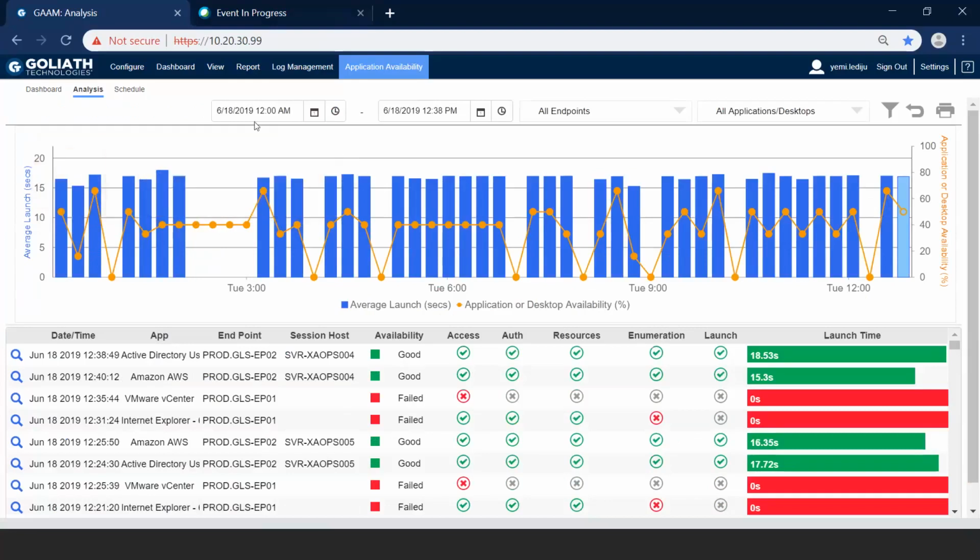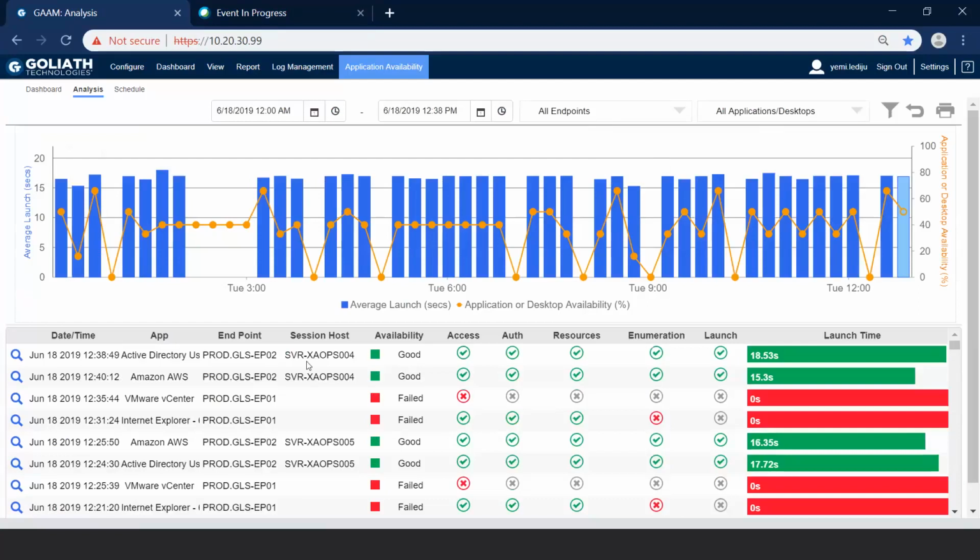At the top, you're able to filter based on date range, based on endpoint, which again would be the location at which each of these launches are taking place, based on the application, so whether that's Epic Hyperspace, like in this use case, but any other Citrix or VMware Horizon delivered applications.